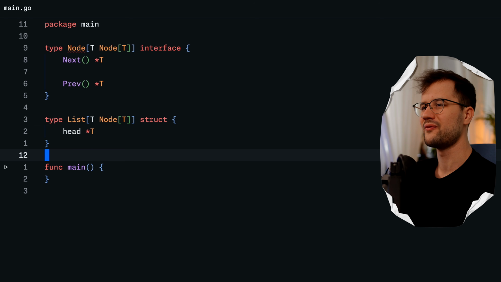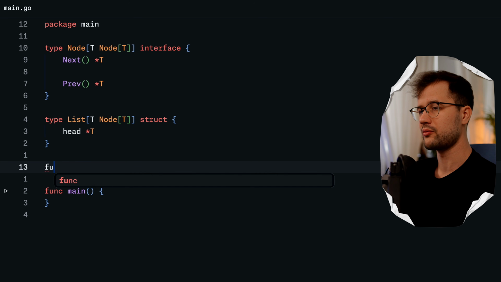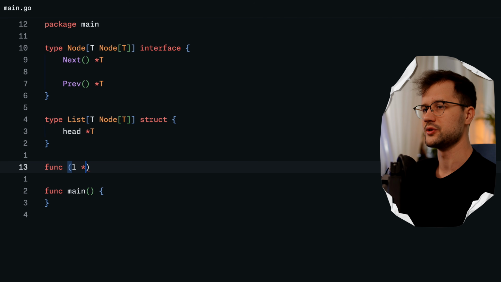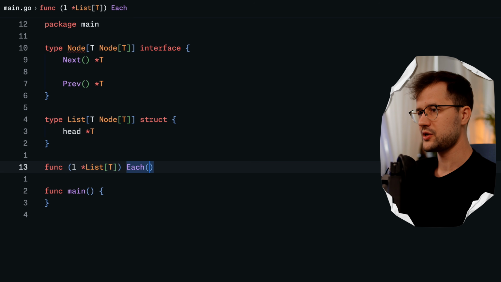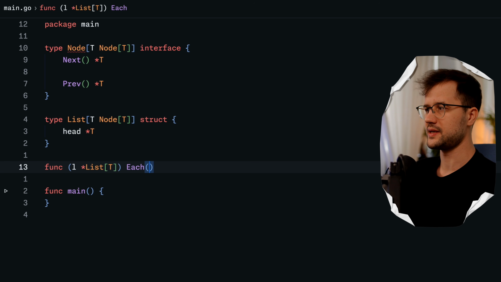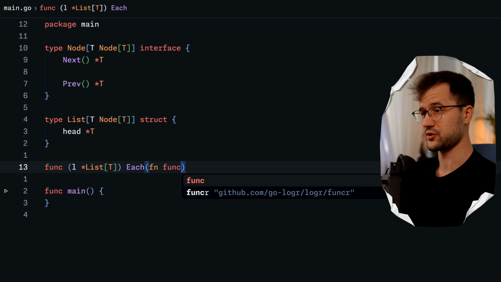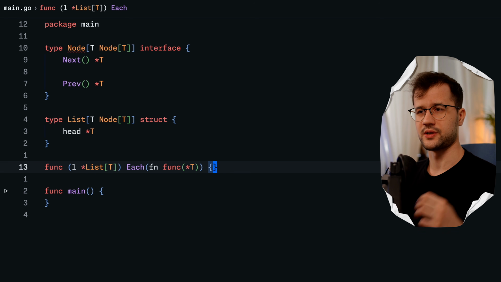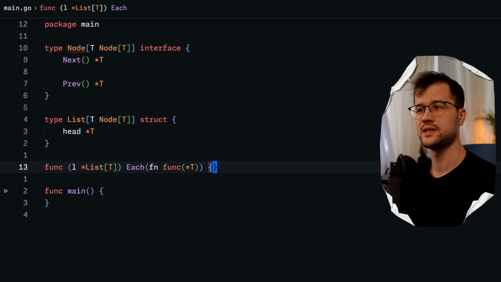Okay, and let's implement our first method of the doubly linked list, which will be the Each function. So we're going to say l, and then we declare a simple receiver method. We'll say List[T], and then Each, and then we have a parameter right here, which will be of type func, so it is a function itself, taking a pointer *T. Just a quick explanation: Each traverses the list and calls the fn parameter on every single element, and fn receives the pointer *T, the concrete pointer type, so the caller always gets a fully typed value and never an untyped any to unwrap.